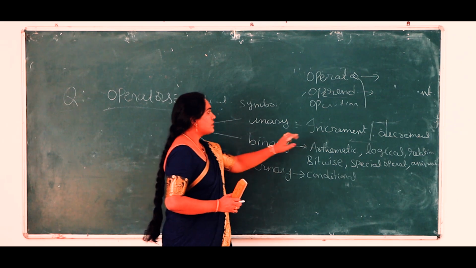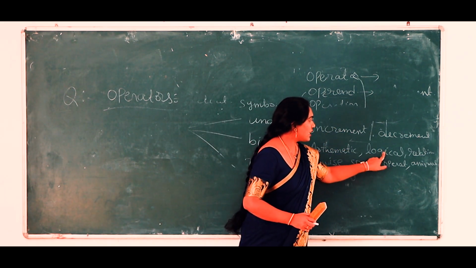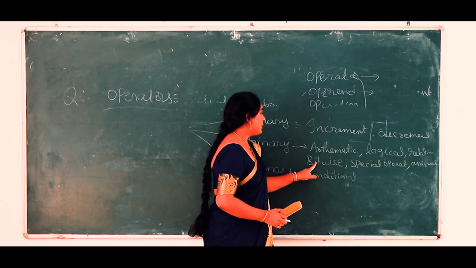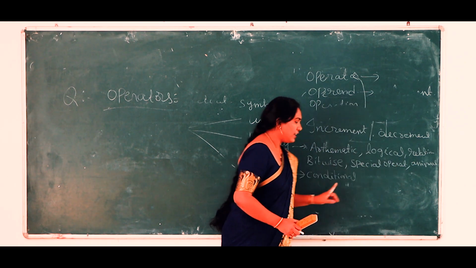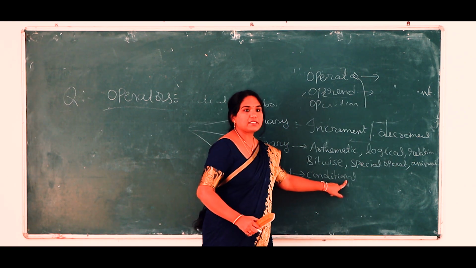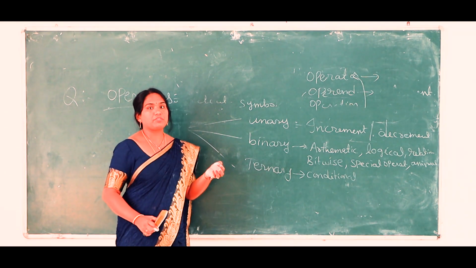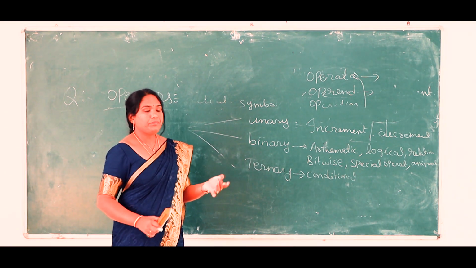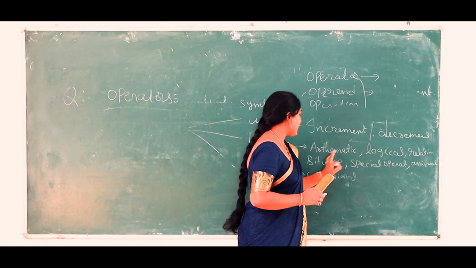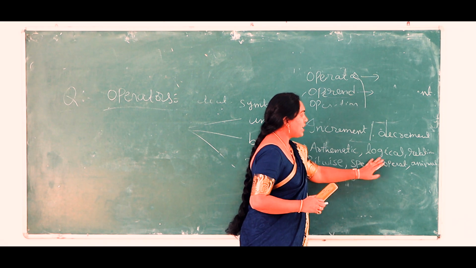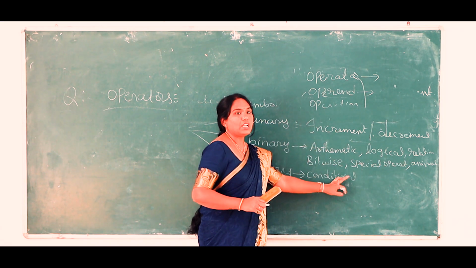Now you can count once. Increment decrement operator 1, arithmetic 2, logical 3, relational 4, bitwise 5, special operator 6, assignment operator 7, and then conditional operator is the 8. Means in C language we have 8 types of operators: arithmetic, logical, relational, bitwise, special, assignment, increment or decrement, and conditional operators.